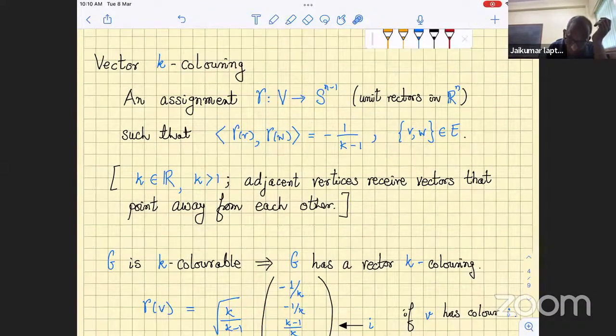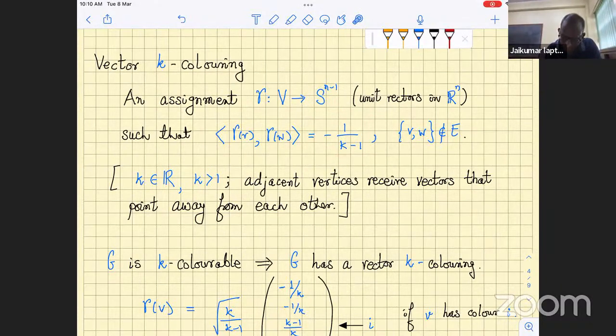And let us say that the dot product of non-adjacent vertices, let us say that their value is -1 upon k minus 1. And then we will call this a k-coloring.